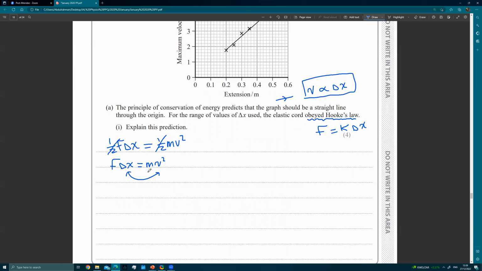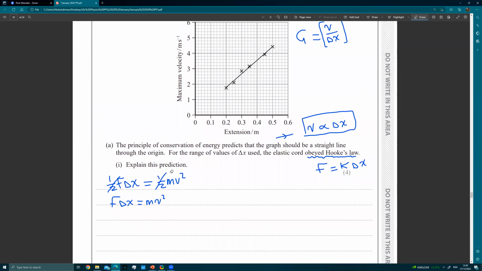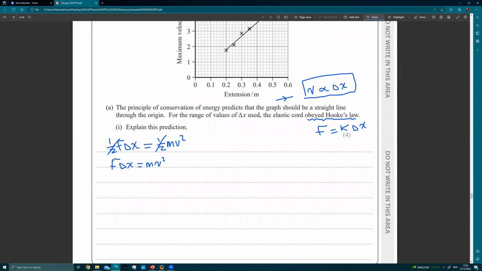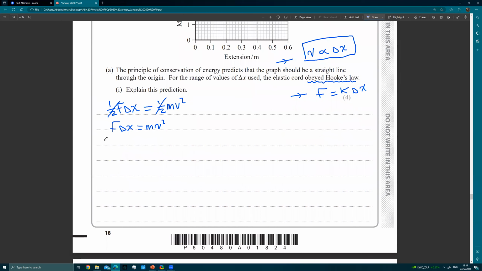So we're going to have to consider what else we can do. Well, I know mass is constant. Mass never changes, so I'm not going to bother fiddling with that. But I do know the force, of course, does change. The more you extend it, the larger the force you apply. So let's swap force with Hooke's law, because we know it obeys Hooke's law. Let's swap force with K times extension. So K times extension times extension is equal to mv squared. So K extension squared is equal to mv squared.